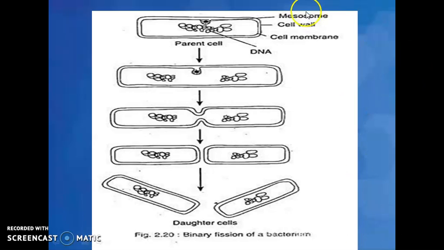This is the process. This is the parent cell, mesosome, cell wall, cell membrane. After this, the origin of replication moves towards the opposite end, along with the complete chromosomes. Septum formation takes place, pulling inward to the middle, and finally the two cells separate along with the chromosomes. So these are the daughter cells which are formed as a result of binary fission.